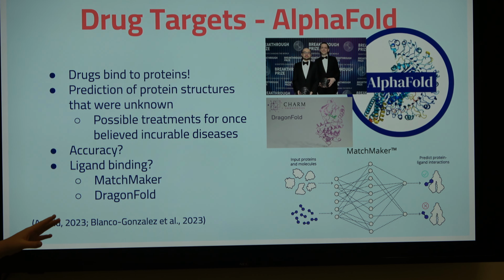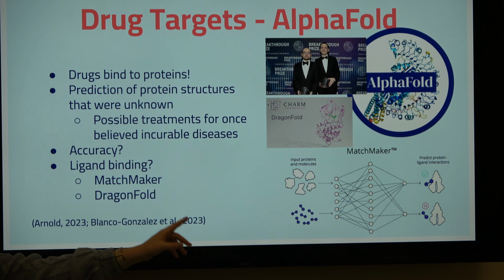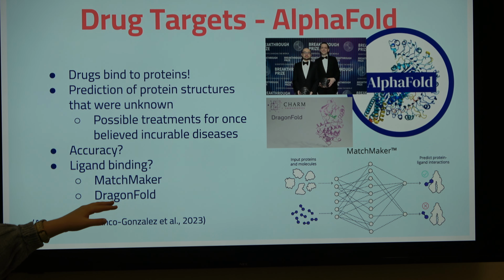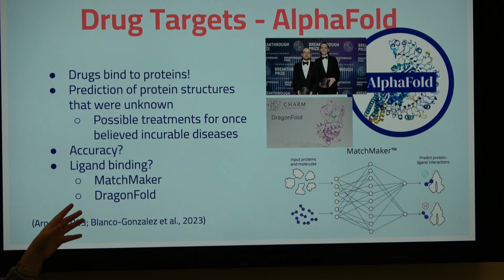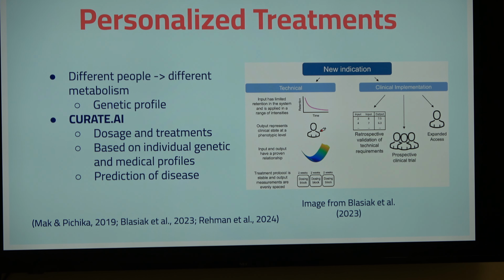For example, Matchmaker is an AI tool that's been able to actually predict how protein and ligands interact, as you can see here. Dragonfold is another AI tool that I think is really, really cool. They have also been able to predict how proteins and ligands interact, but they can actually also predict how drugs change the configuration and the folding of that protein, as that's another marker of drugs, that they can actually change the shape of the protein. So that, I think, is a really, really cool tool.